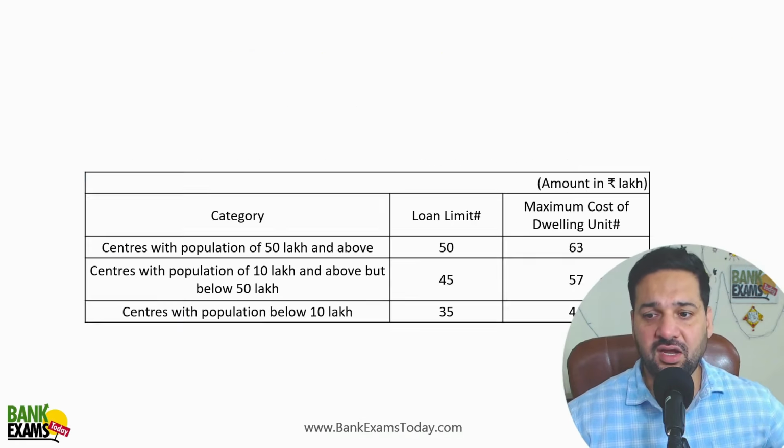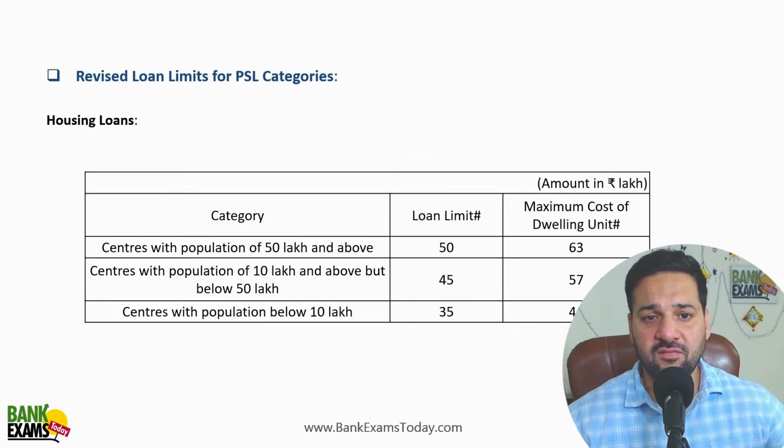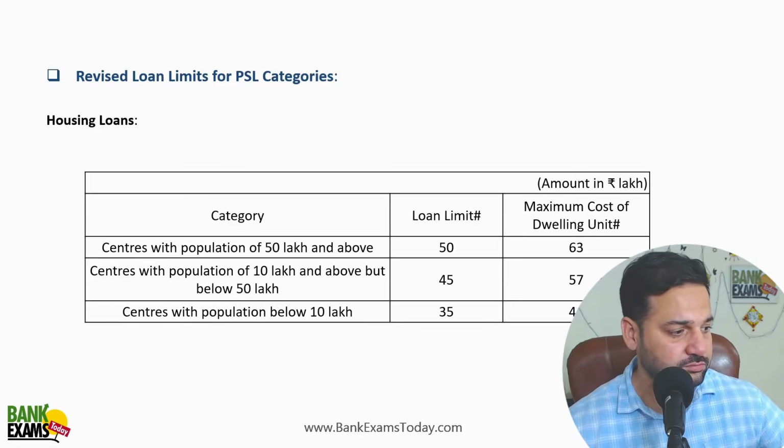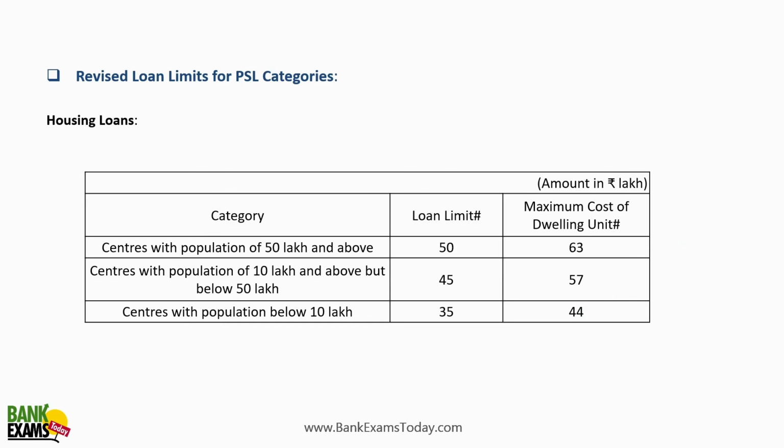So let's start the session with the revised loan limits for the PSL categories. So housing loans की limits जो हैं वो change हो गई हैं. The limits have been changed. So the centers with population of 50 lakh and above, the loan limit is 50 lakh rupees. The maximum cost of dwelling unit is 63 lakhs. Okay. Please remember these numbers. These are in lakh rupees.